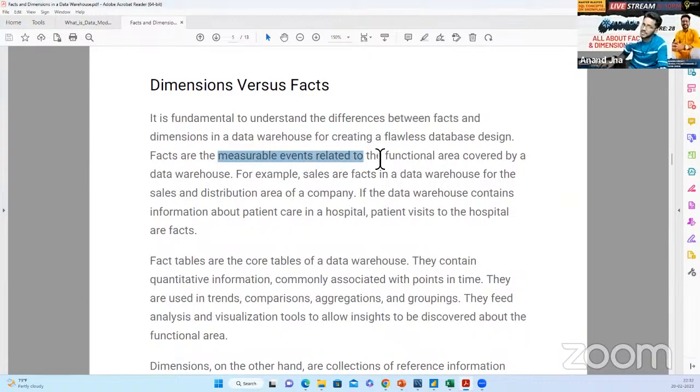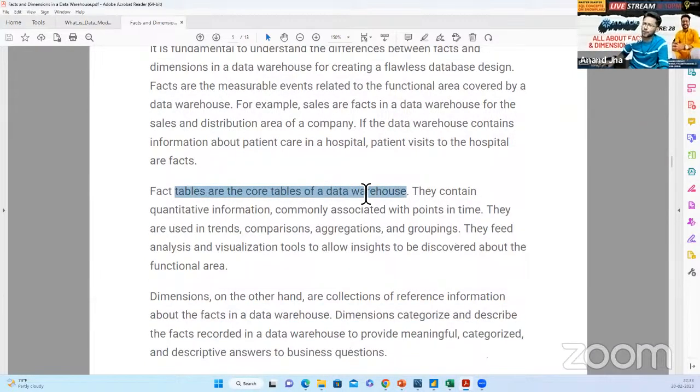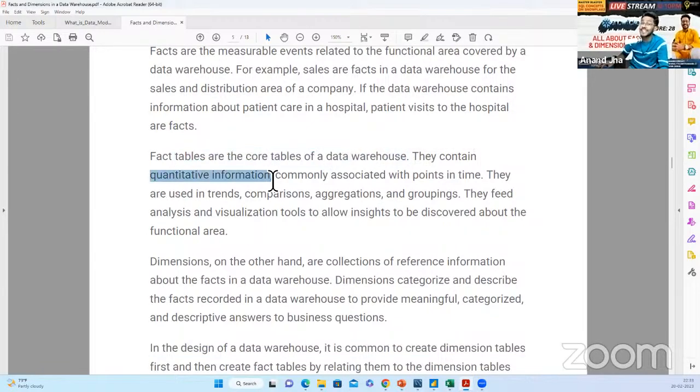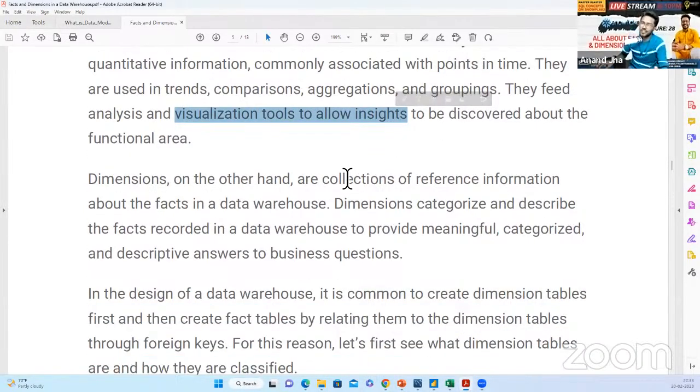Facts are the measurable events related to the functional area covered by a data warehouse. Sales are facts in a data warehouse, right? If the data warehouse contains information about patient care in a hospital, patient visits to the hospital are facts, but patient details will be a dimension. Fact tables are the core tables of a data warehouse. They contain quantitative information commonly used with points in time. They are used in trends, comparisons, aggregations, groupings. They feed analysis and visualization tools to allow insights to be discovered about the functional area.